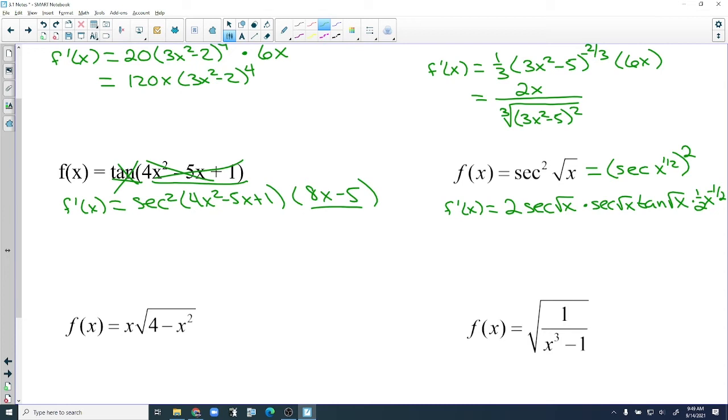Now I would definitely clean this one up. 2 divided by 2 is 1. We have secant squared of the square root of x, tangent square root of x, over square root of x. There we go. There's the final answer.